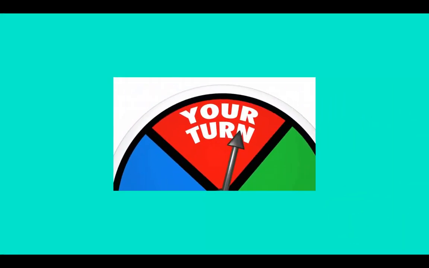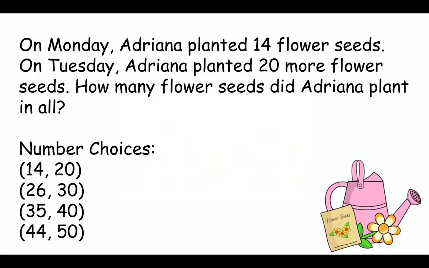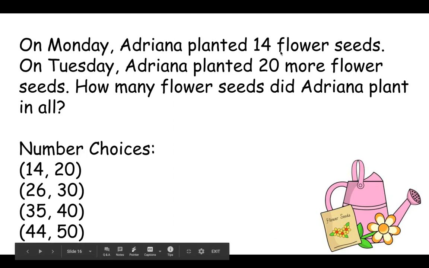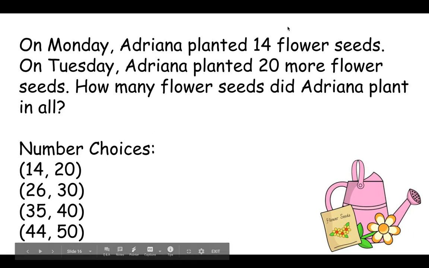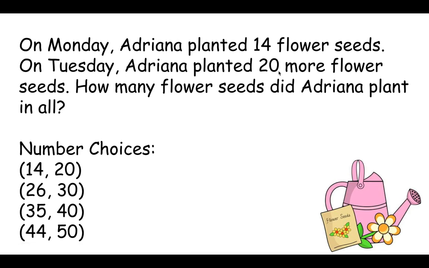So now it's your turn. Again, you're going to solve our problem. And here are the number choices. We have 14 flower seeds and 20 more. We have 26 flower seeds and 30 more. We have 35 flower seeds and 40 more. We have 44 flower seeds and 50 more. You guys are going to be solving this problem with the different number choices.